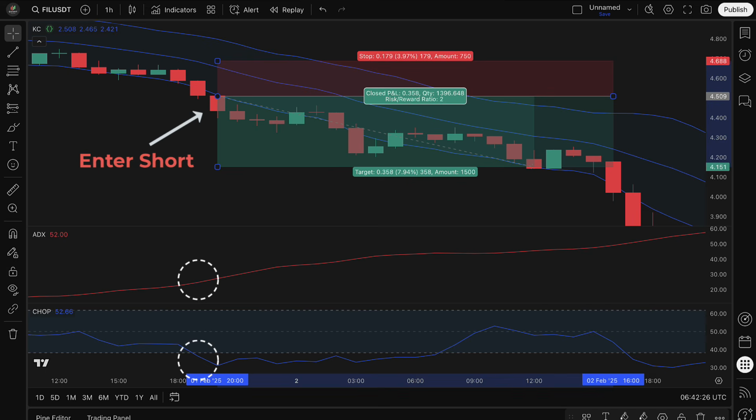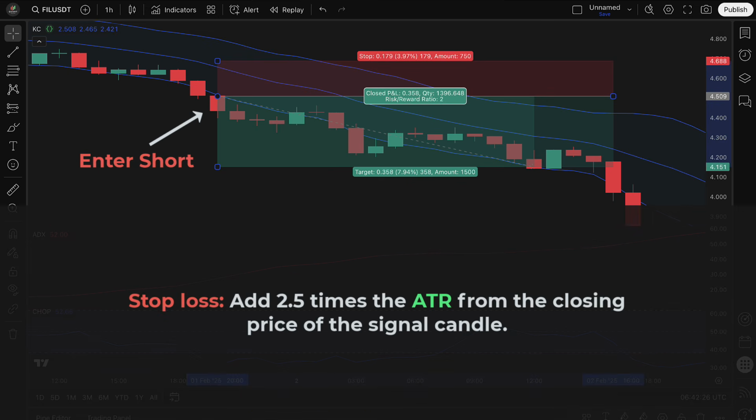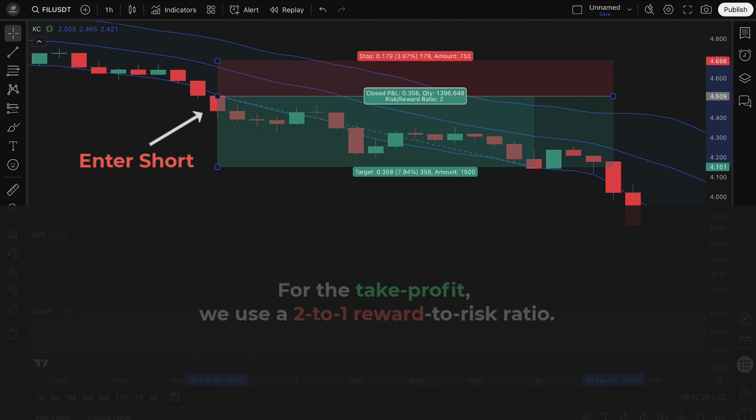Stop loss is set above the high of the signal candle, adjusted by 2.5 ATR to avoid normal fluctuations. Take profit uses a 2-to-1 reward to risk ratio. When the price reaches the take profit level, we exit the trade and lock in profits.